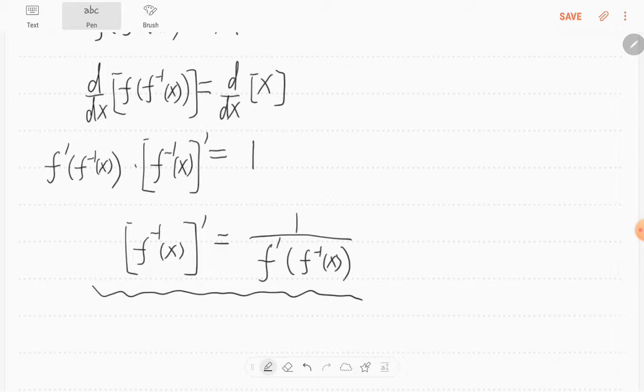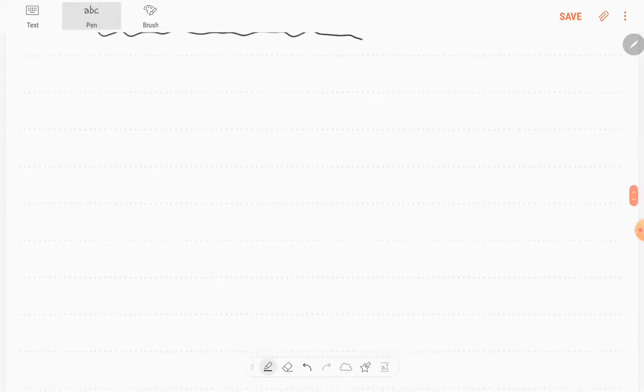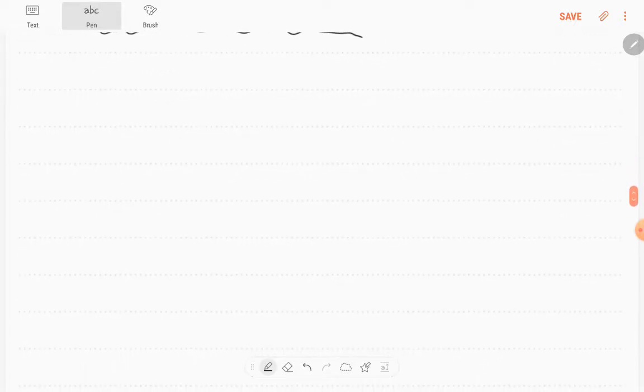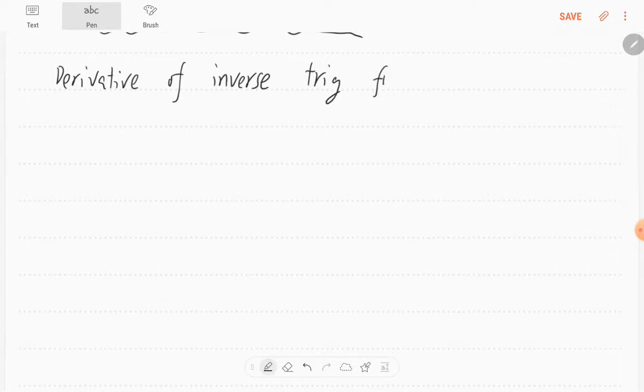Okay, so this is the formula for the derivative of inverse functions. So now let's look at some derivative formulas for the inverse trig functions. I just give you the formula. We don't want to derive it here. You will use it in the future.